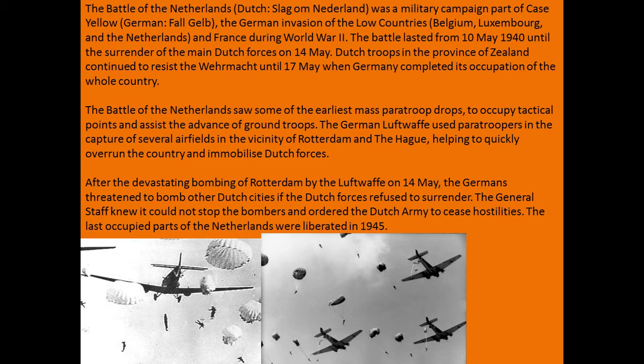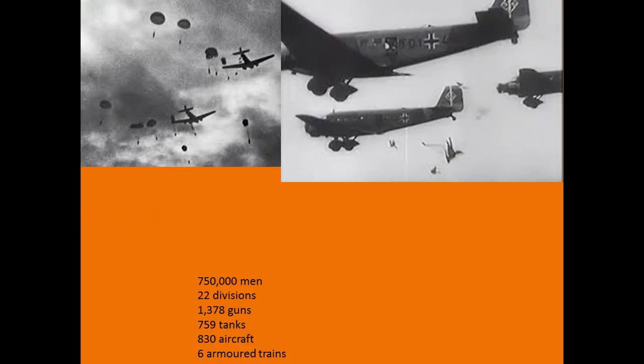After the devastating bombing of Rotterdam by the Luftwaffe on the 14th of May, the Germans threatened to bomb other Dutch cities if the Dutch forces refused to surrender. The general staff knew it could not stop the bombers and ordered the Dutch army to cease hostilities. The last occupied parts of the Netherlands were liberated in 1945. So, part of the 18th Army, and of course, so many divisions, and all across this whole operation, Case Yellow involved 750,000 men.